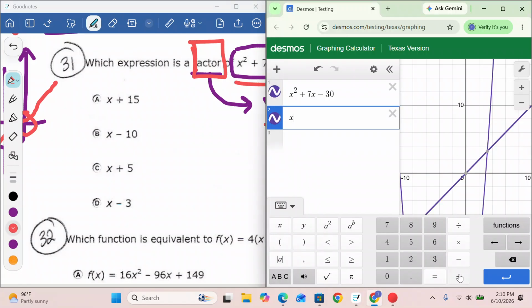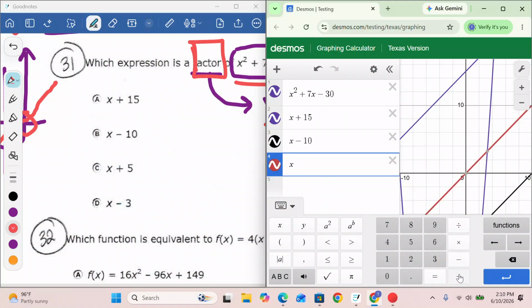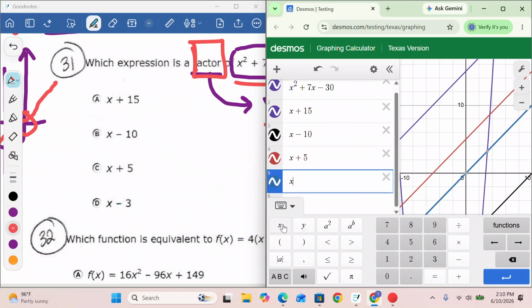So x plus 5. Oh no, not plus 5, right? It's plus 15. Oy. You see, sometimes I make mistakes. Only 99%. x plus 5 and x minus 3.